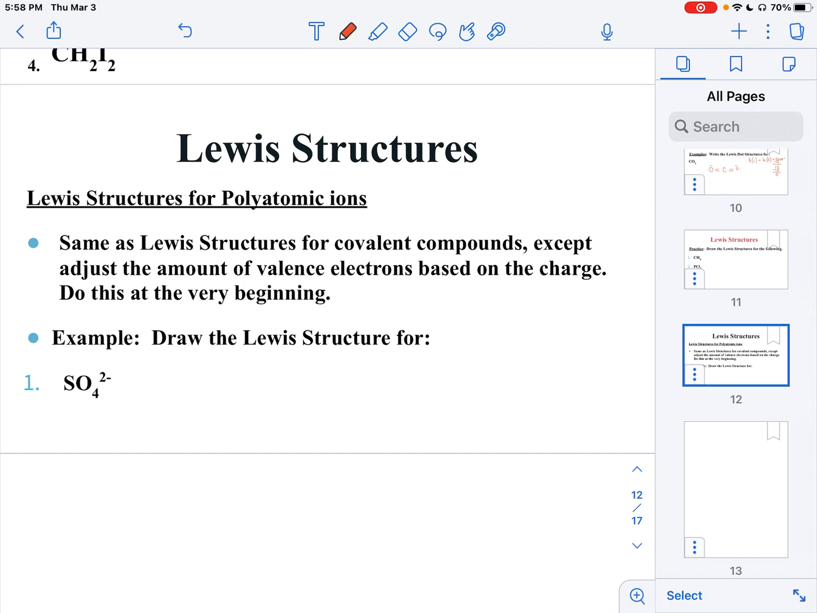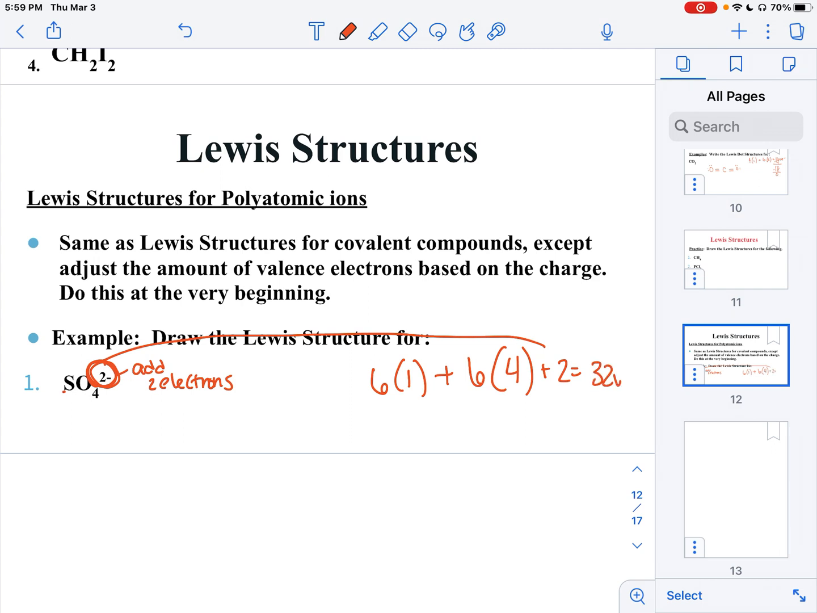So for SO4, when we count up the valence electrons, S gets 6, and we have 1 of them. And then oxygen gets 6, and we have 4 of them. And then adjust for the charge. So 2 minus, remember, means we add 2 electrons. We learned that a long time ago. If it was 2 plus, we would take away 2 electrons. So all we have to do for that 2 minus is add the 2 electrons at the very beginning. And now we can just go about our business and do the structure exactly the same way.